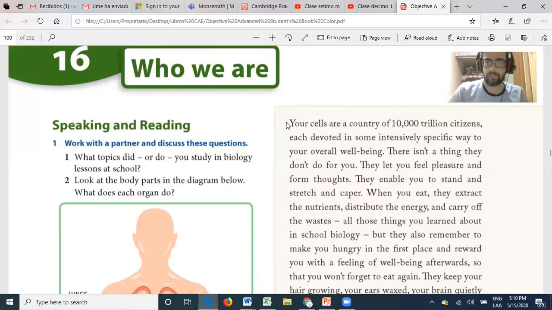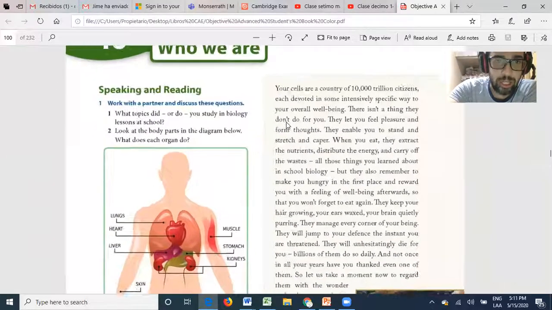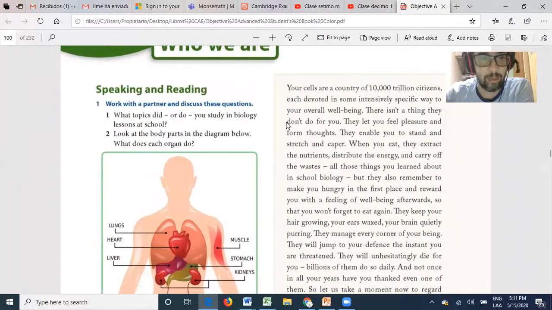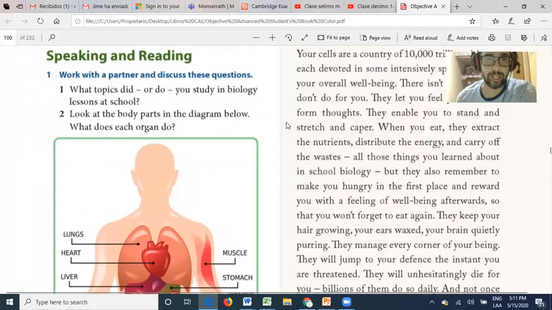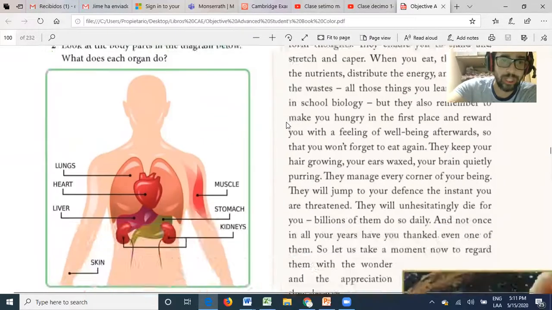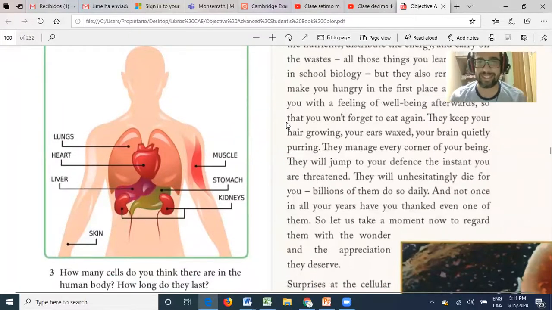But talking about the lesson here, let's practice a little bit of speaking where it says, what topics did or do you study in biology lessons at school? So you can talk a little bit about that. Then it says, look at the body parts in the diagram below. What does each organ do? Remember that here in Cambridge, we need to be prepared to talk about every single topic from fashion to biology in this case. So please, I really want for you to practice these exercises and these questions.